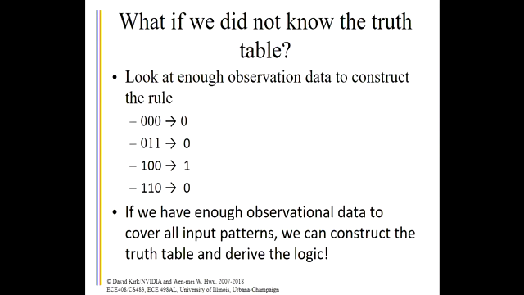What if we didn't know exactly what the truth table is? It could be that we want to have a piece of logic, and we don't know the outcome of every possible combination, but we know some of them. So the question is, can we look at enough observational data to construct the rule?